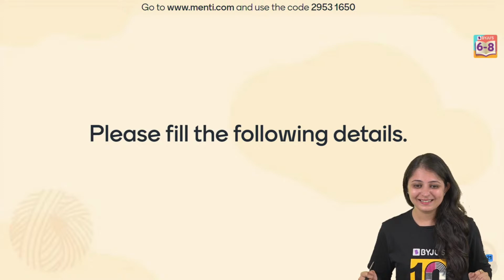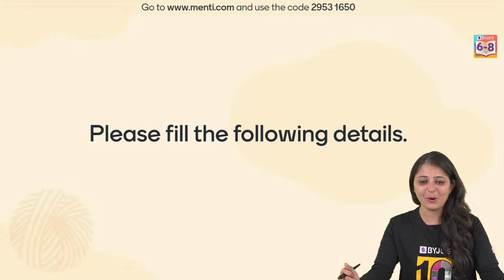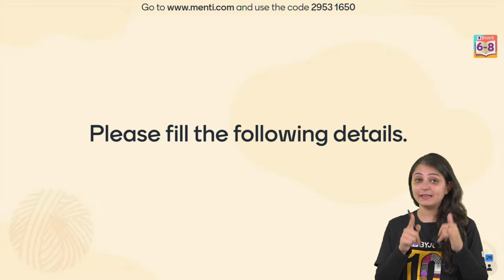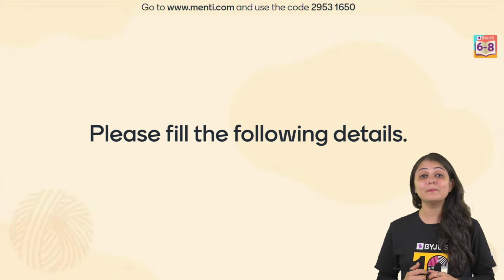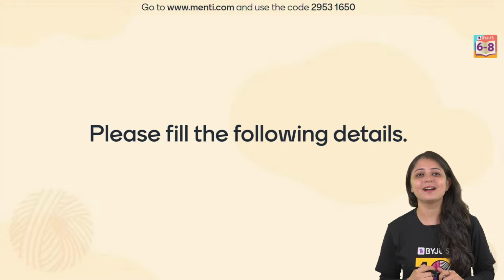Yes, you can see the form. Quickly start filling the form. They're asking just the basic details. Write your correct name, correct spelling. Spelling is also really important. Write the correct spelling because if you just write your first name, there are so many people out there with the same first name. You have to go to menti.com. Over there, use this code, get started, and you'll find the form.